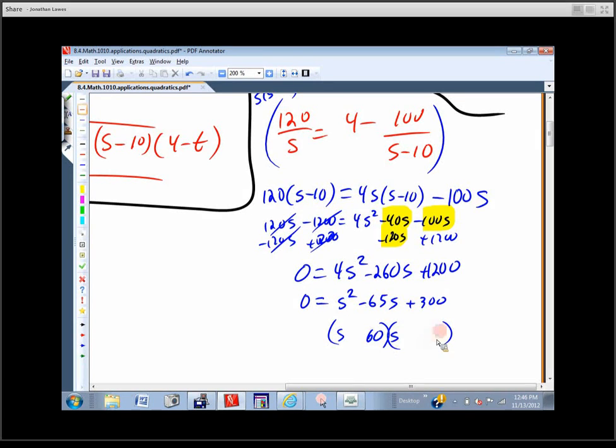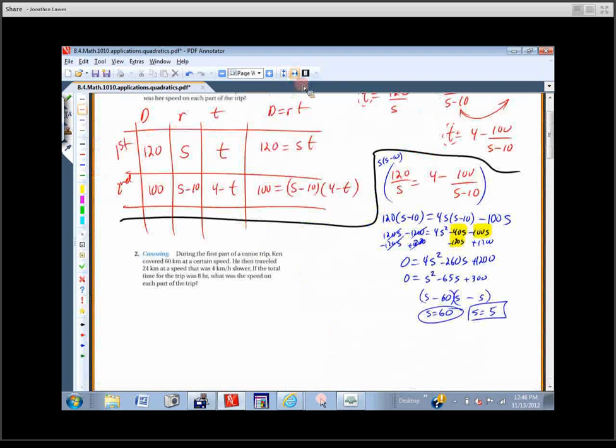Okay, I'm going to use 60 and 5. They're both going to be negative because that'll make it multiply to be a positive and combine to be negative 65. This says s equals 60. This one says s equals 5. Now, we were solving a quadratic. Haven't even thought about the story problem in just a bit.